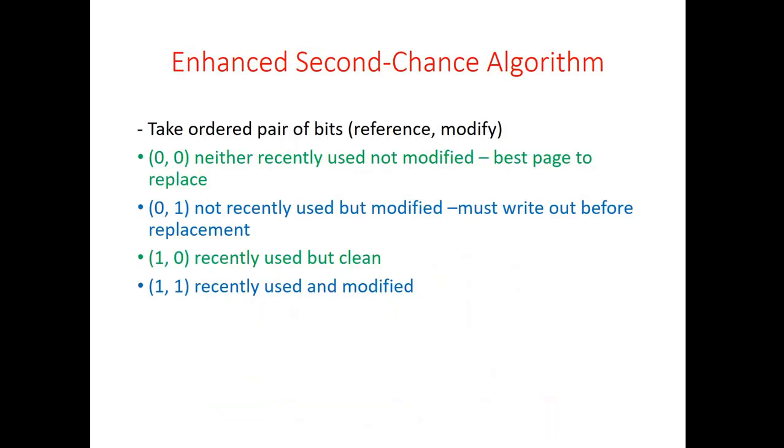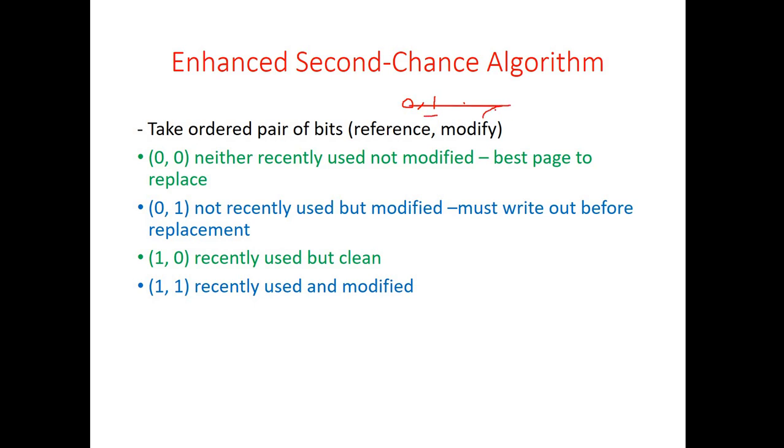Enhanced second chance algorithm maintains a pair of bits. The first bit is called the reference bit, the second bit is called the modify bit. If the reference bit is 0, it means the page is just brought into the main memory and not yet been accessed. And when the reference bit is 1, it means the page is brought into the main memory and is accessed recently. So that is the meaning of reference bit 1.